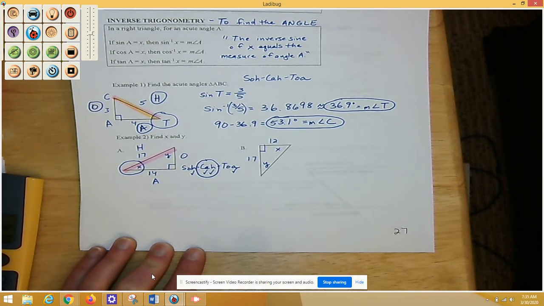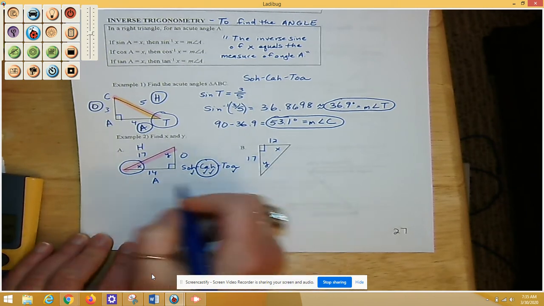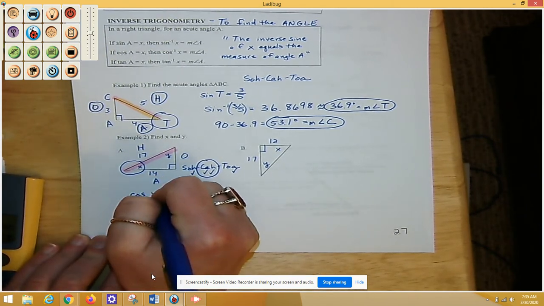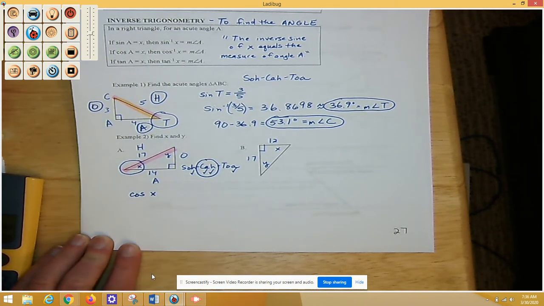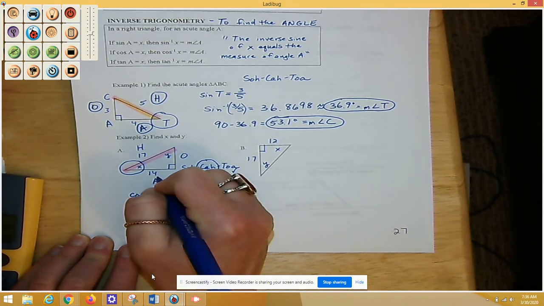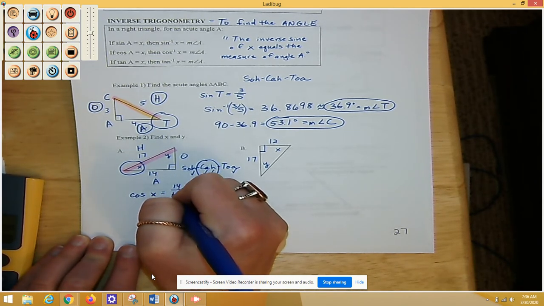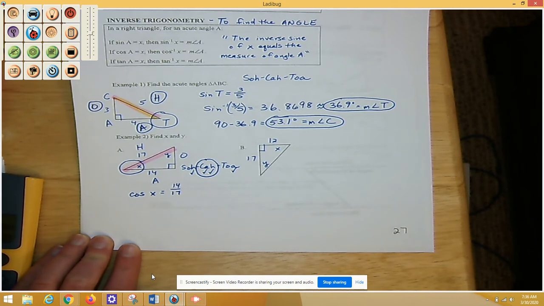So it's always the cosine of the acute angle. So I'm going to write the cosine of angle X, because my angle is in X degrees, is the ratio of the adjacent side divided by the hypotenuse. So that's going to be 14 divided by 17.